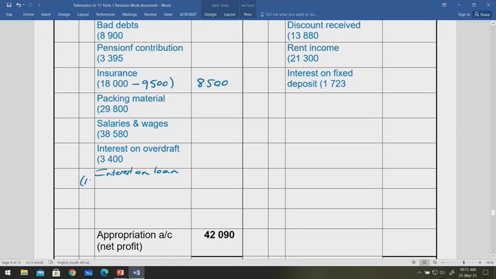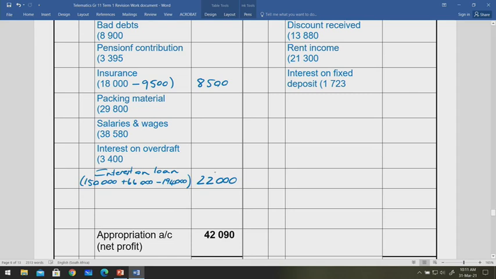If we use the method from the bottom upwards, 155,000 plus 66,000 minus the 194,000, and that will give us interest on loan of 22,000.